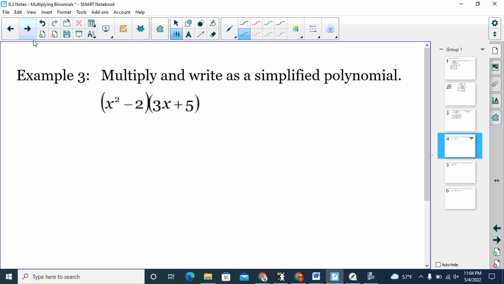Example 3, same directions. Different binomials this time. x squared minus 2, and we're multiplying that times 3x plus 5.